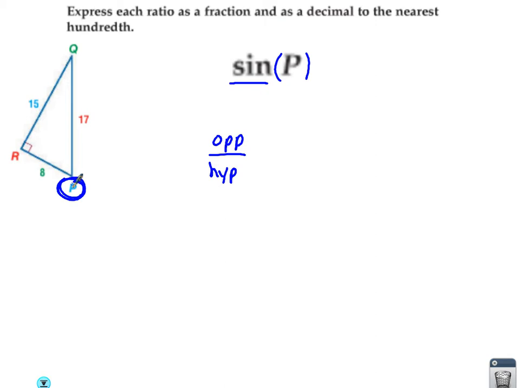So, Hunter, with that said, look at angle P. What side is opposite of angle P? So the sine of P is 15 over, Briley, what's the hypotenuse? Good. Easy as that. The sine of P is 15/17. Any questions?